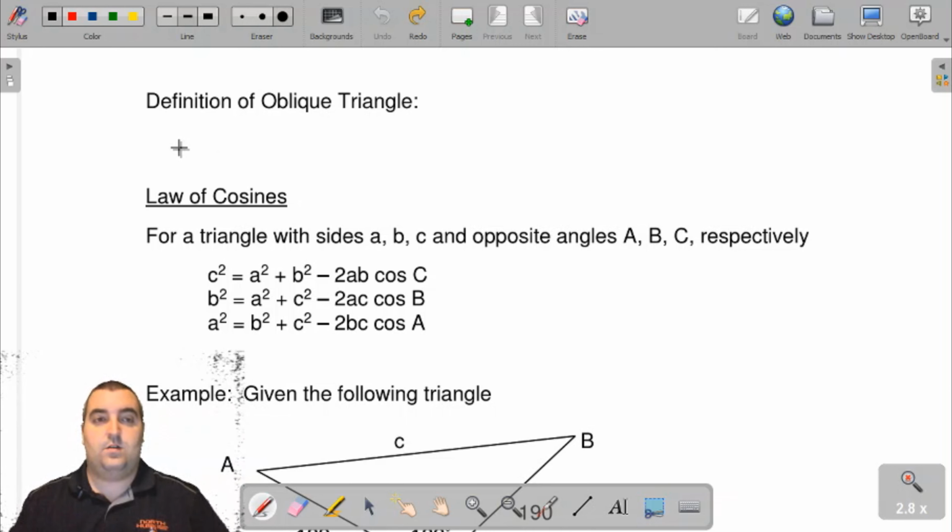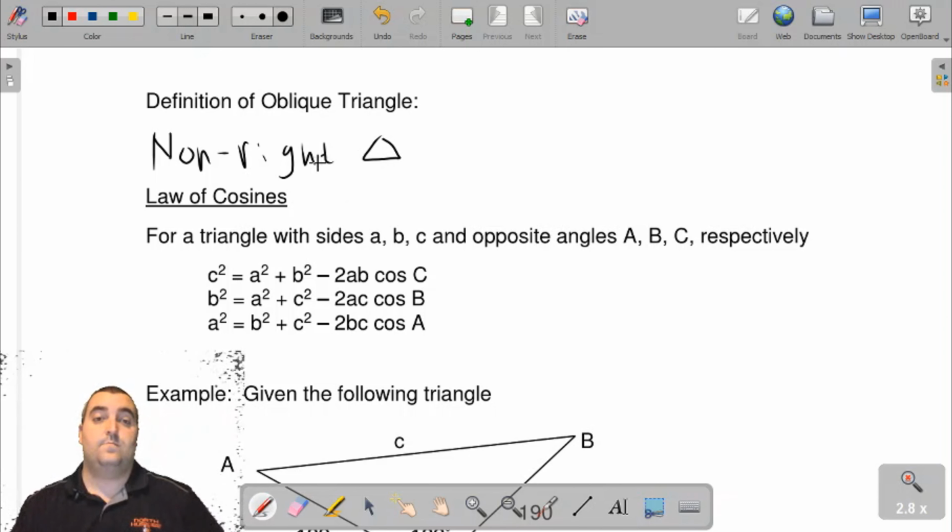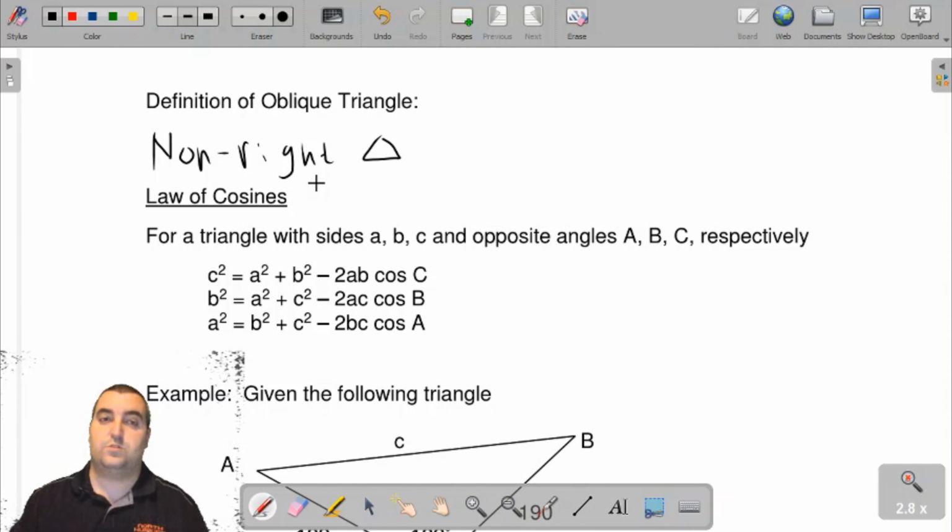For all intents and purposes, whenever you see an oblique triangle, we are talking about a non-right triangle. Okay, if it's a right triangle, we can obviously use SOHCAHTOA, works great. But if it's not a right triangle, that's where we have issues, and that's where law of cosines comes in, and also law of sines when we get to that.